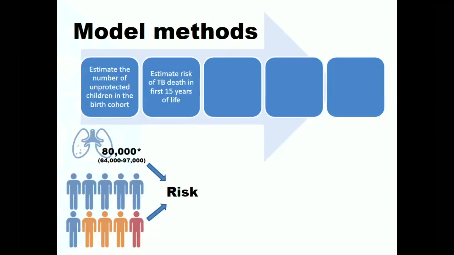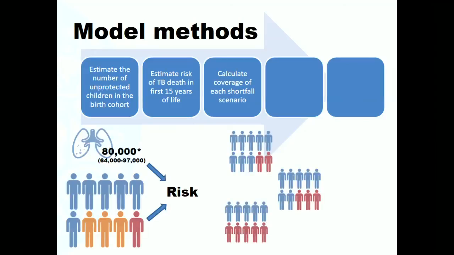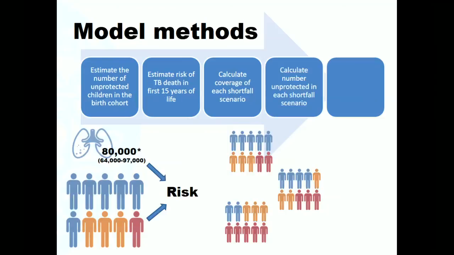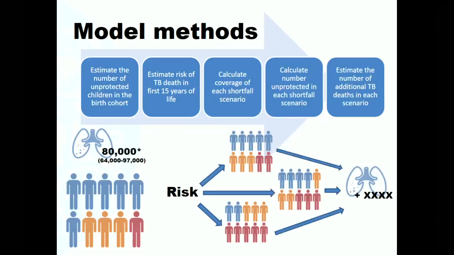We then use this and the TB estimates of pediatric mortality to be able to estimate the individual level risk of TB death in the first 15 years of life. And then we start looking at the shortfall scenarios that I mentioned. And so for each of those, we calculate the coverage and then calculate the number of unprotected in each of these shortfall scenarios, as I already described for that baseline scenario. And then what we do is we use this calculated risk applied to each of those shortfall scenarios to estimate the number of additional TB deaths occurring in each of those scenarios.